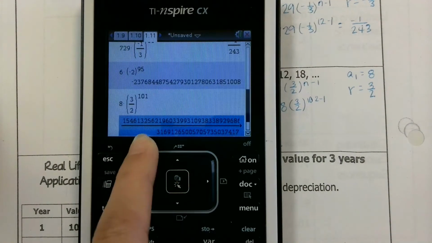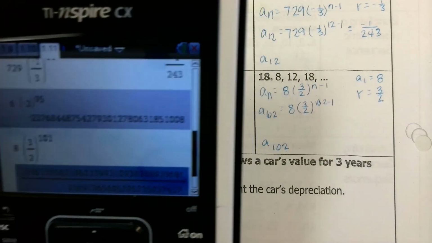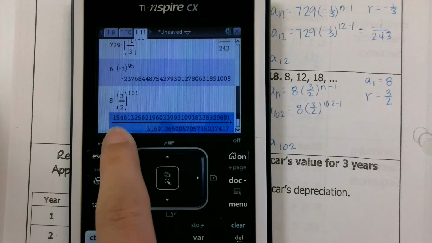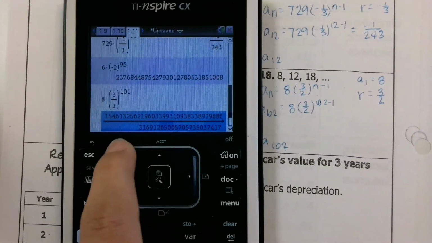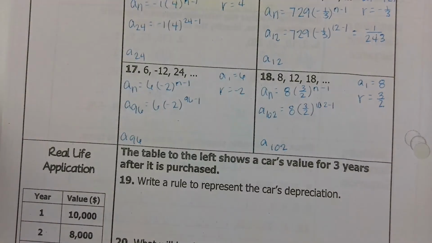That's what you get. We got 5, 1, 4, 2, 3, 0, 1, 7. Well, that's wrong. It should be like 1546 blah blah blah over 3169 blah blah blah. Okay, close enough. It's fine. Questions? Are we all right with those?